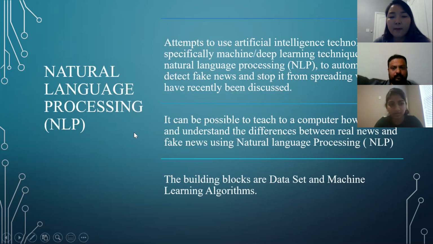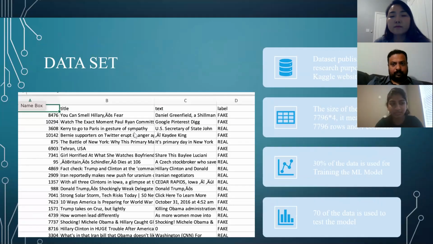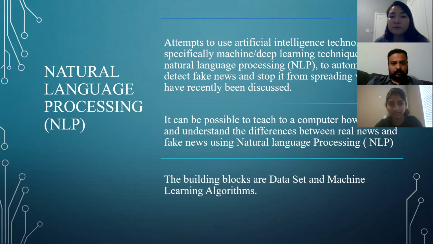Hello all. In this project, we propose a machine learning model to identify whether a news article is fake or not based on its content. We used NLP to detect the fake news. There are several attempts made to use artificial intelligence technologies, specifically machine learning techniques and NLP, to detect fake news and stop it from spreading.